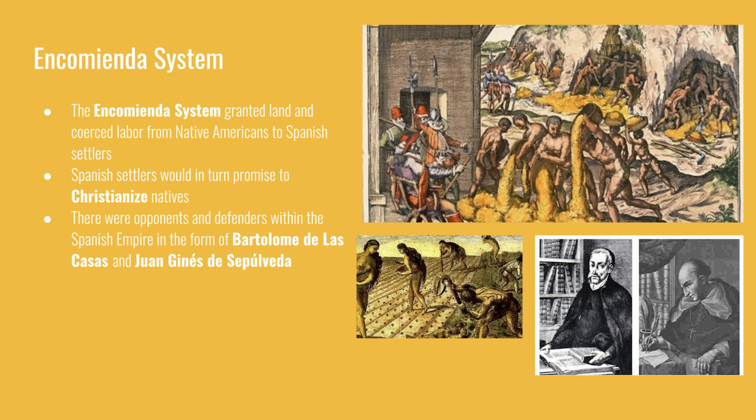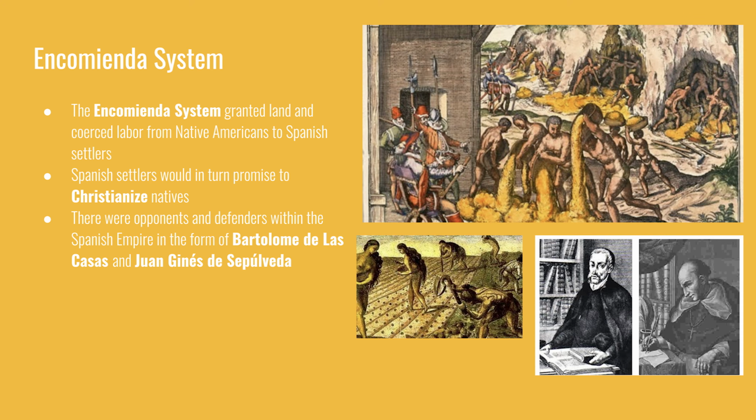Meanwhile, Juan Ginés de Sepúlveda believed the opposite. He thought that natives in the New World were savages and they did not have the capacity to accept God or to convert, so therefore it was okay to enslave them in such a way. Eventually, Bartolomé de las Casas wins the debate within the Catholic Church and the Encomienda system will come to an end, but not without many Native Americans dying within the system.